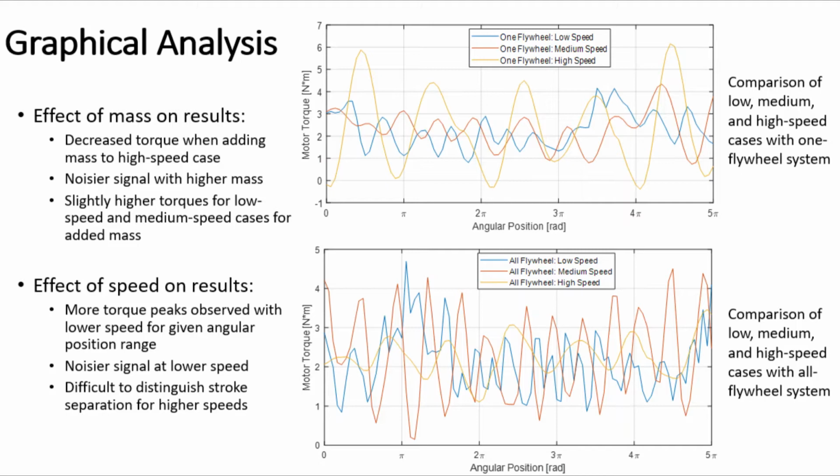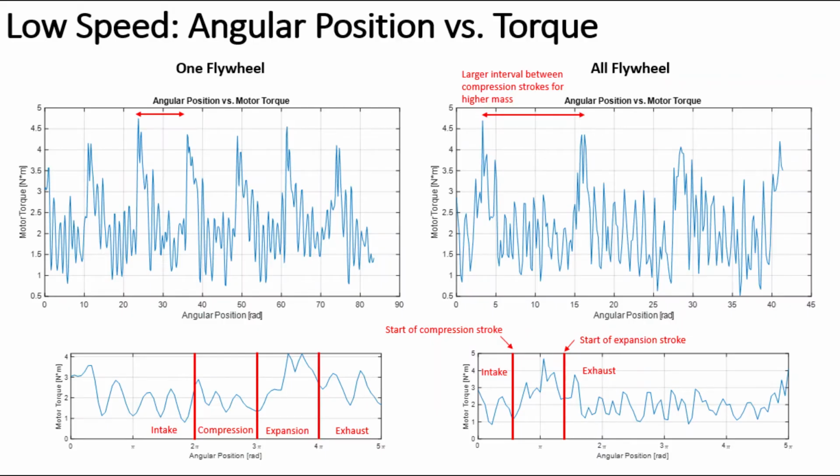Some observable effects of speed include more torque peaks and increased noise at lower speeds for a given angular position range. Also, there are increased difficulty to detect different strokes at high speeds. The effects of mass can also be seen with the angular position versus torque for the low speed case. With the all flywheel case, for example, a larger angular position interval can be seen between each compressive stroke compared to the lower mass case.